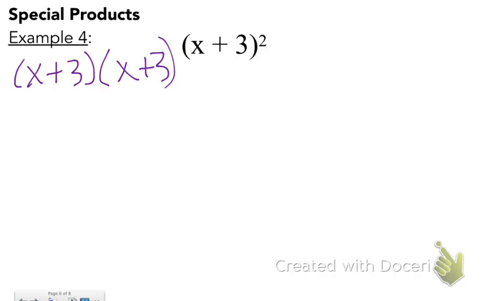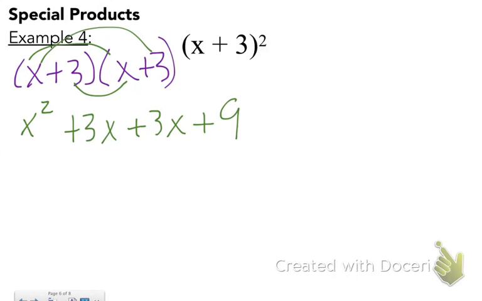Now, since I have a binomial and a binomial, I can choose. I can either do a table or I can FOIL. So if I FOIL, I get x squared plus 3x plus 3x plus 9, and then that becomes x squared plus 6x plus 9.